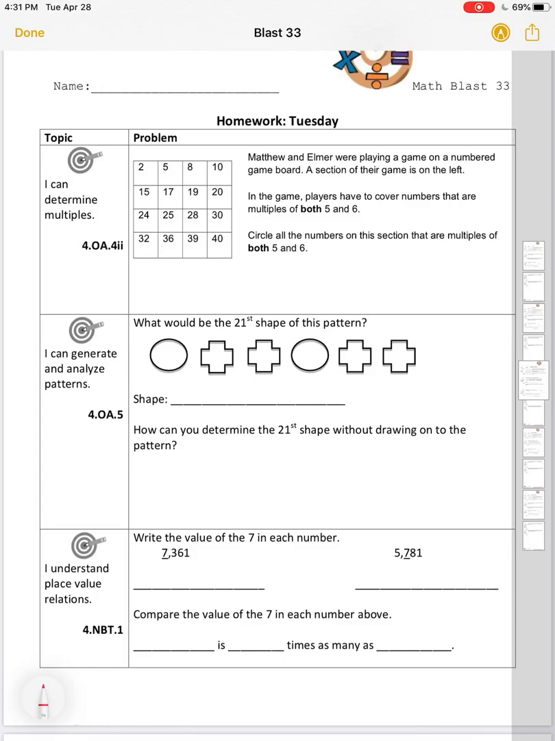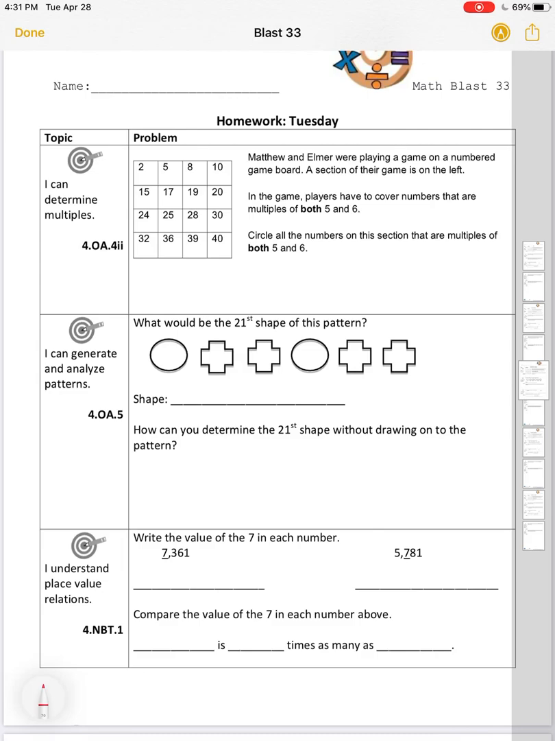Math Blast 33, Tuesday. I can determine multiples. Matthew and Elmer were playing a game on a numbered game board. A section of their game is on the left. In the game, players have to cover numbers that are multiples of both 5 and 6. Circle all the numbers on this section that are multiples of both 5 and 6.